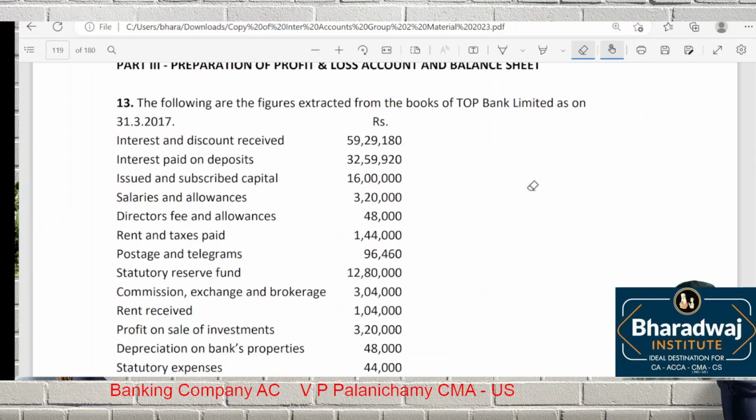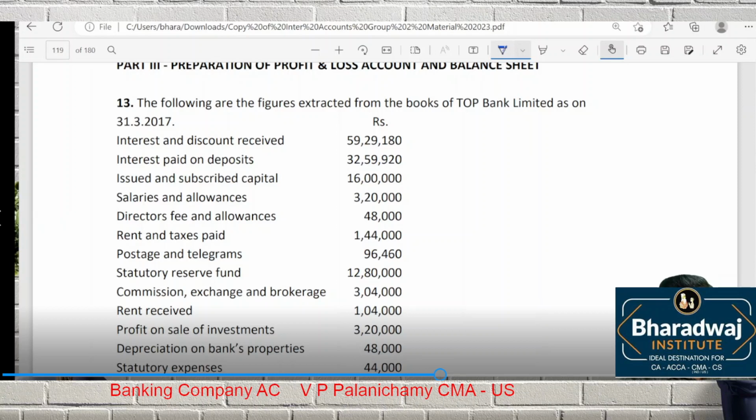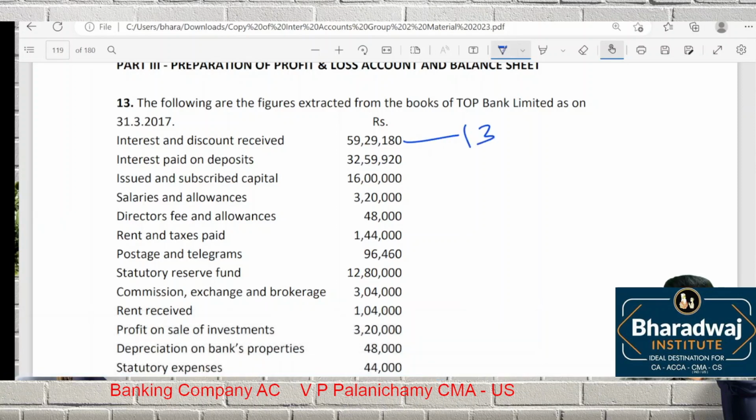Come to question number 13. Identify in which schedule these things will come. Interest received, 13. Interest paid on deposits, 15. Capital is a balance sheet item that will not come anyway. Salary is 16. Director's fees also 16. Rent also 16. Postage also 16.